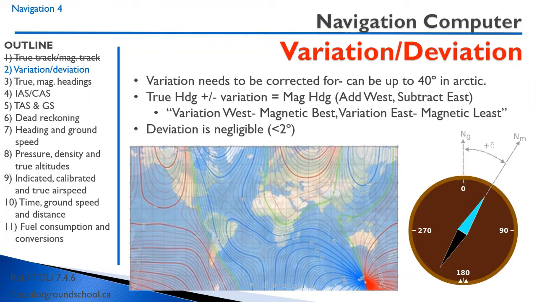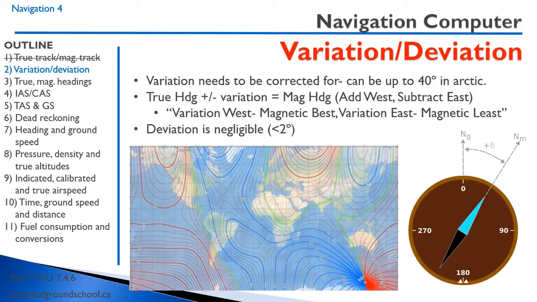And the way to remember it is: add west, west is best, east is least, or subtract if it's east. So if you have a true track of, let's say, 90 degrees, and you're looking at a map and it says the variation is 2 degrees west, west is best, add. So 90 plus 2, 92 degrees would be your magnetic track. The compass deviation is typically less than 2 degrees, and it's pretty much negligible for your calculations.